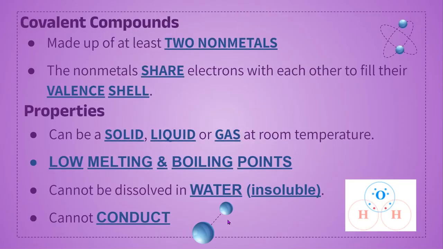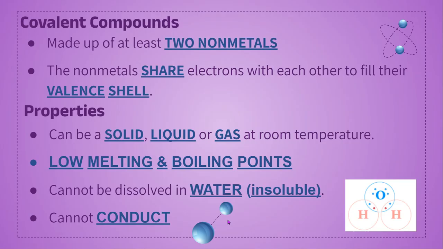All right, covalent compounds. That's our other type of compound we're going to talk about. Covalent compounds are made up of at least 2 nonmetals. The ones we're going to talk about are just 2 nonmetals. What happens is those 2 nonmetals share electrons with each other in order to give them 8 electrons in their valence shell.